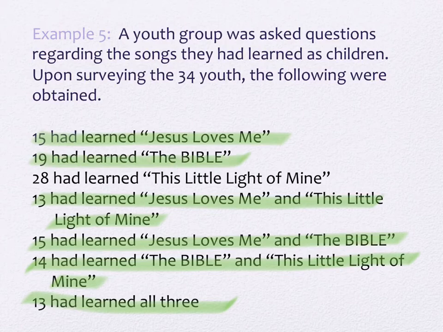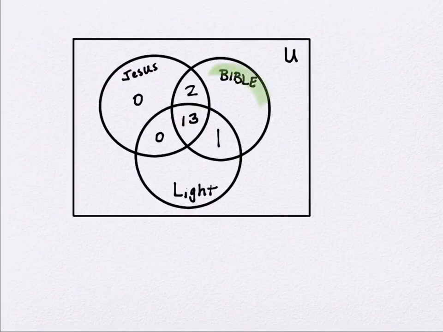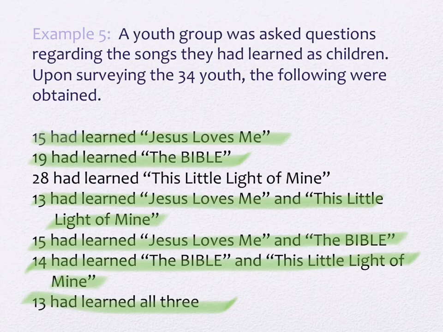Sure. So 19, the BIBLE. So this whole circle is supposed to be 19. How many are there already? 16. So how many are missing? 3. 3 go out here. Okay, and then what?